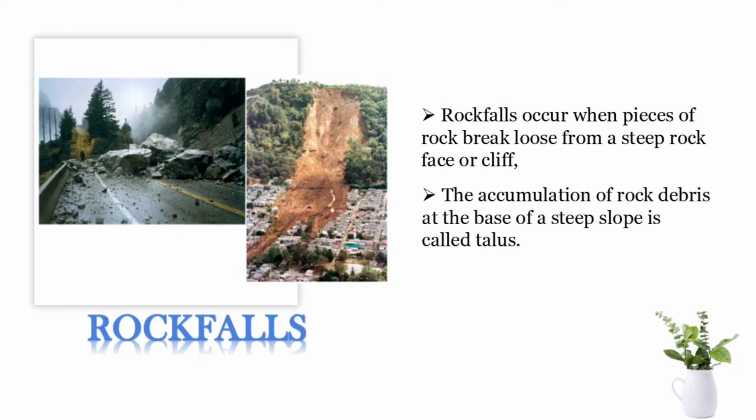Rockfalls. Rockfalls happen when chunks of rock slip away from a cliff or steep rock face. This develops from river or wave activity undercutting the rock face. Large breaks may eventually get loosened as a result of frost wedging, falling. The accumulation of rock debris at the base of a steep slope is called talus.